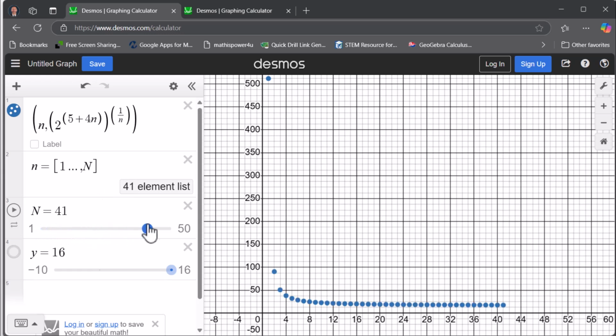The y values of the points are the terms in the sequence, and it does appear as if they are converging to a particular value. It's a little hard to tell what value that is from the scaling on the y-axis, but if we graph y equals 16, we can see the terms of the sequence are converging to 16. Let's look at the second example.